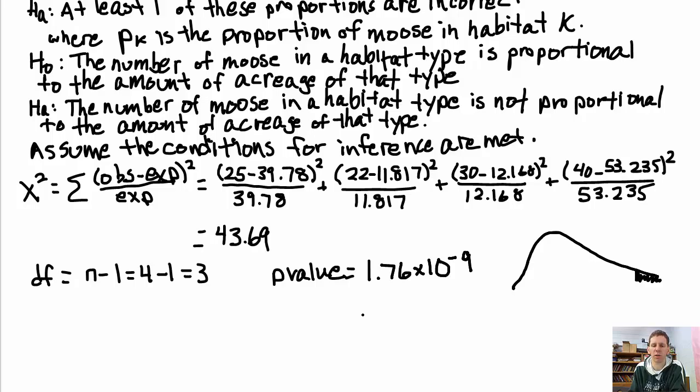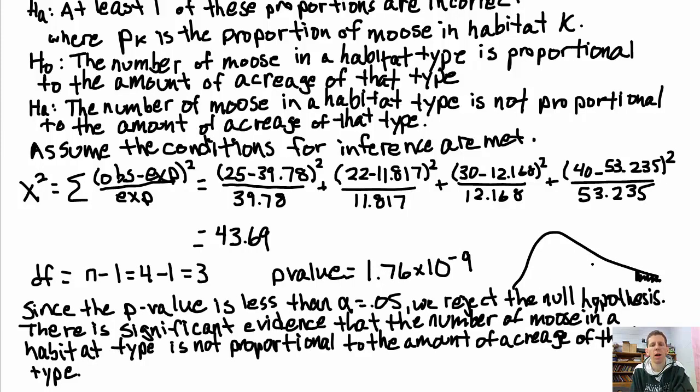Then you should know how the conclusion works. Since our p-value is less than 0.05 or less than any significance level that might be established, we're going to reject the null hypothesis. There is significant evidence that, and now we write the alternative hypothesis in words. Usually I'm going to avoid saying at least one of these proportions is incorrect. I kind of like the statement that we used in the second alternative, which is the number of moose in a habitat type is not proportional to the amount of acreage of that type. A quick note for this type of test, you do not have to show the graph. It is sufficient just to show the chi-square value, the degrees of freedom, and the p-value.